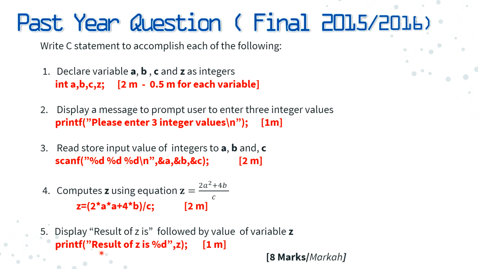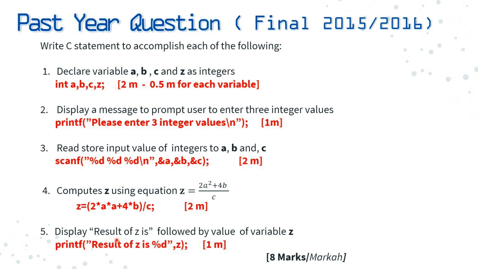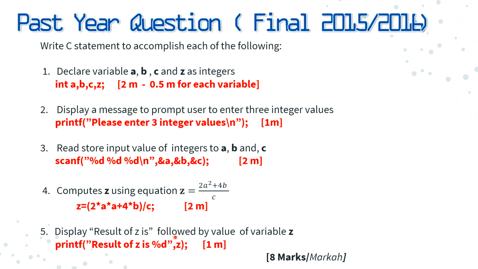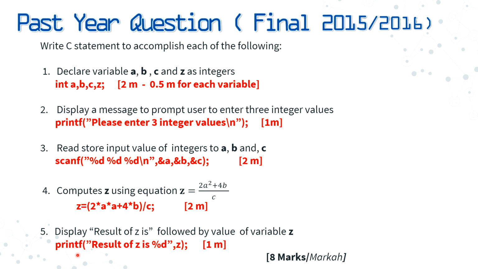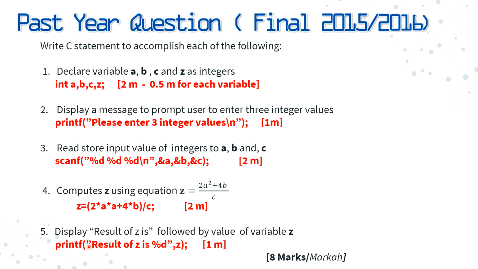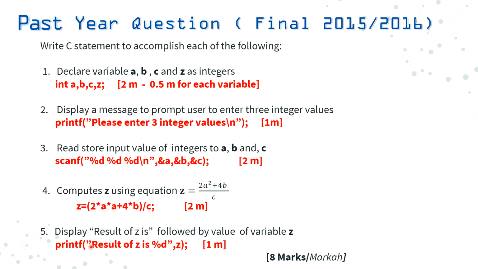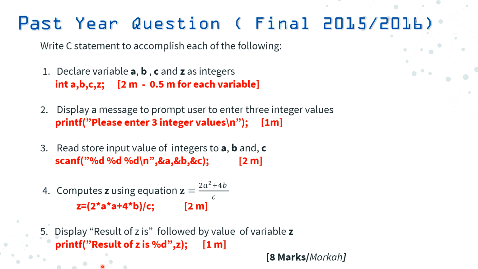And finally, we output the result with printf, because the question wants you to display the result of z followed by the value of variable z. So you output the result with the printf function with a string. Again, change the starting double quotation mark to be the other way around. The string is result of z is %d with the variable z. This will give you a full 1 mark.